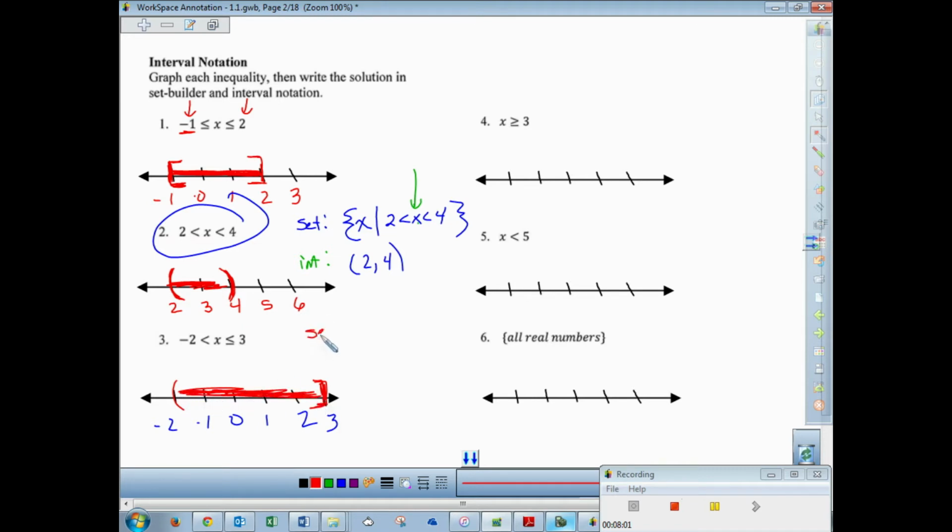In set notation, set of all x, such that, and then I write it first and then say it after I write it. Set of all x's such that x is greater than -2 and x is less than or equal to 3.